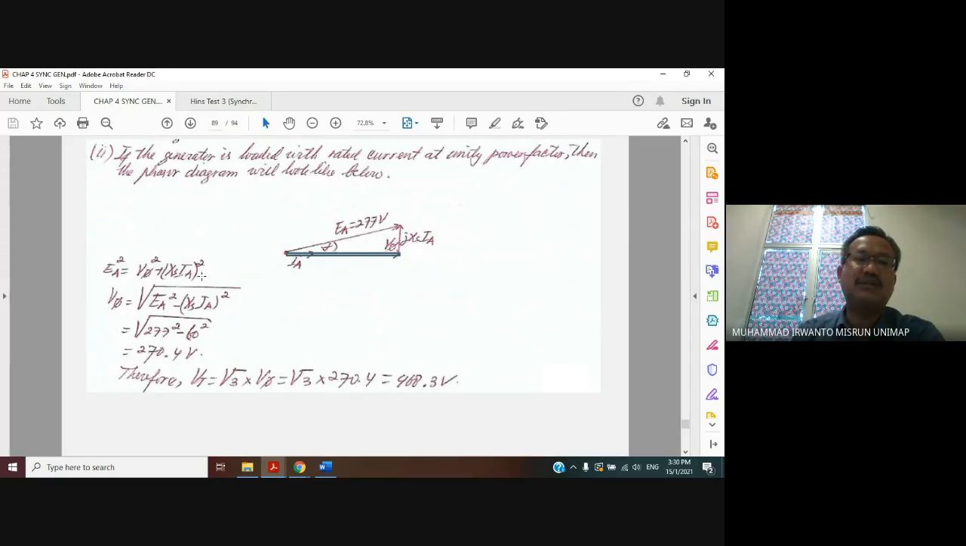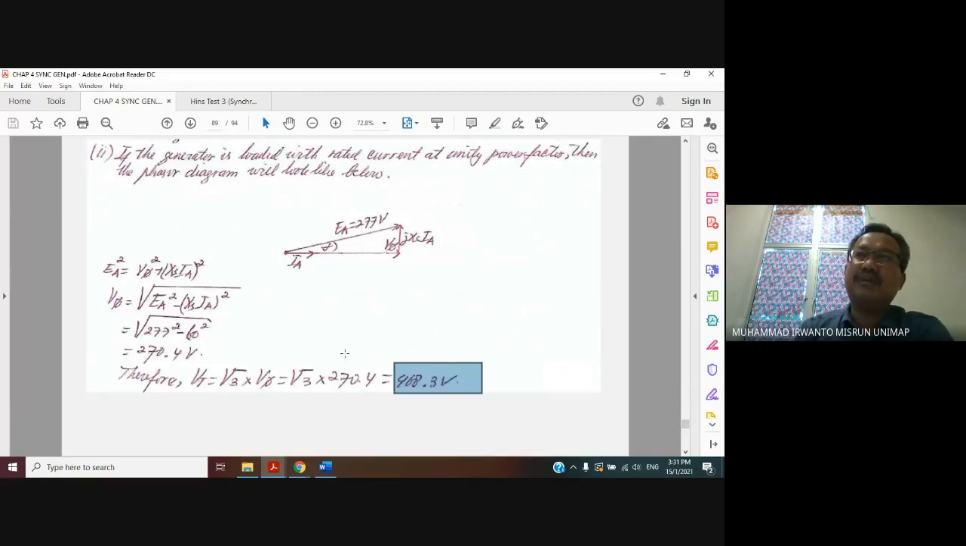Okay, now we can find the phase voltage is equal to 270.4 volt. Now the terminal voltage should be multiplied by root 3. So root 3 multiplied by 270.4 is equal to 468.3 volt.